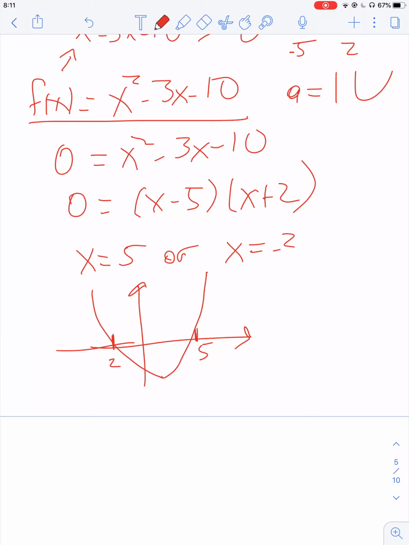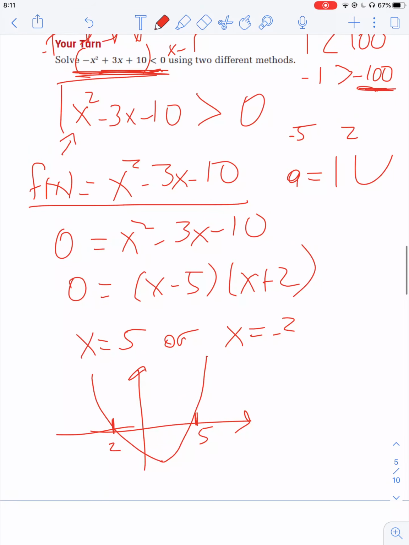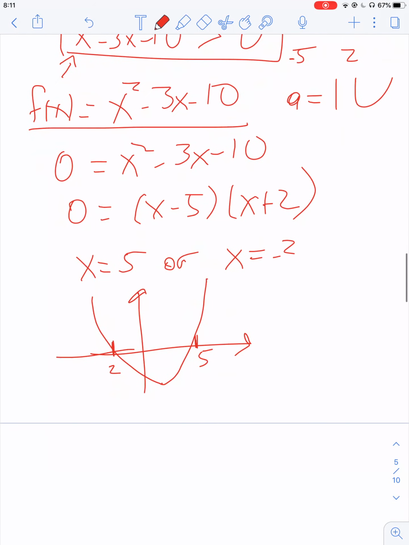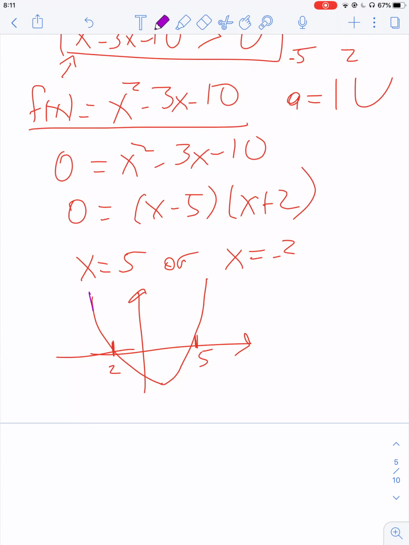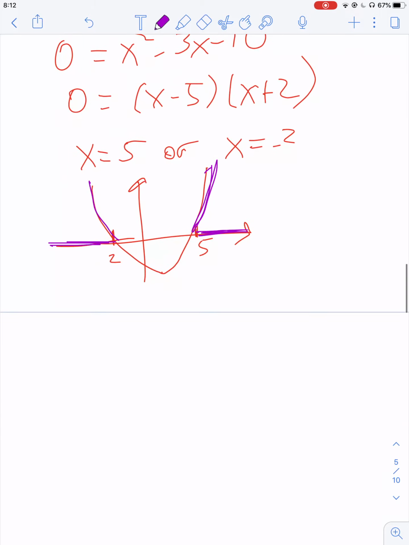Now the question is asking you, when is this function positive? When is it greater than 0? Your function is positive over here. So let me use a different color, maybe purple. It's positive here and it's positive here, but you're going to have to answer your question in terms of your x values. For which x values is your function positive?